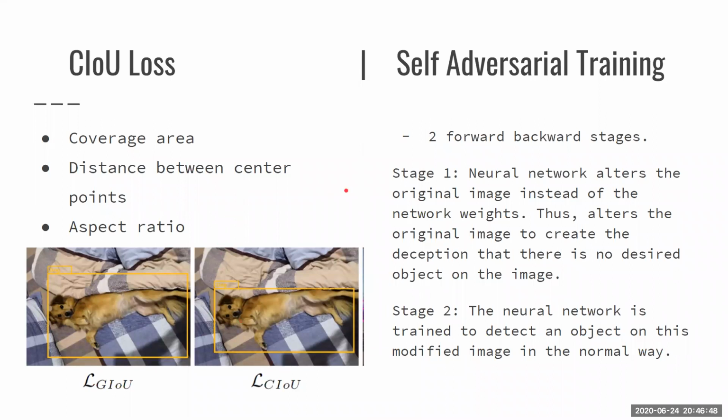And as part of the bag of freebies, they have also tried something called self-adversarial training. It's a simple adversarial training strategy where you try to alter the image. They would call that perturbations. So you perturb the image, but still try to detect what object is present in the image. In the forward pass, they try to alter the image rather than the weights, and then they try to detect the objects on top of the altered image.